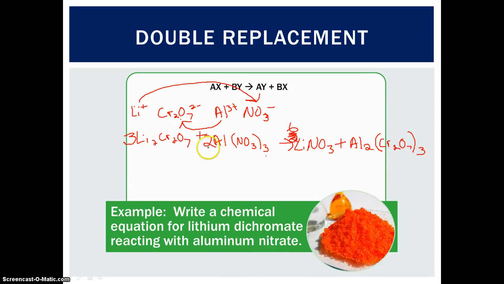And now look at your nitrates. I have 3 nitrates in the compound, times 2 is 6, 6 nitrates. I have 6 nitrates over here. I'm balanced. This double replacement reaction is done.